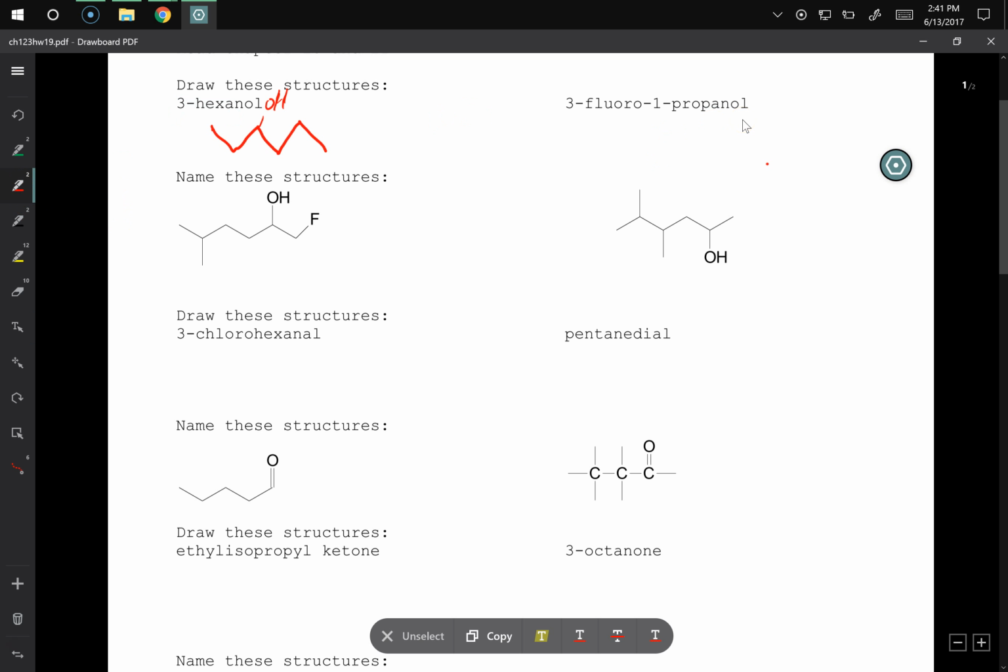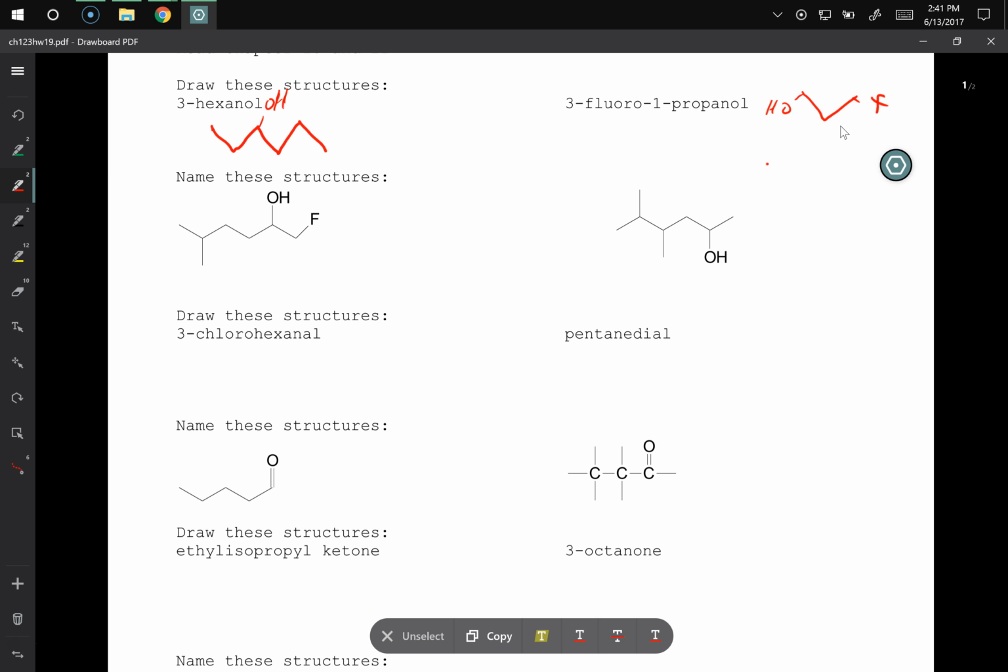So then we've got a propanol, 1-propanol and a 3-fluoro. So just 3 carbons. And then I'll put an OH right there. And then I'll put an F right there. If you want me to draw them any other way, let's just say so. I'll do it again. How about the next one?